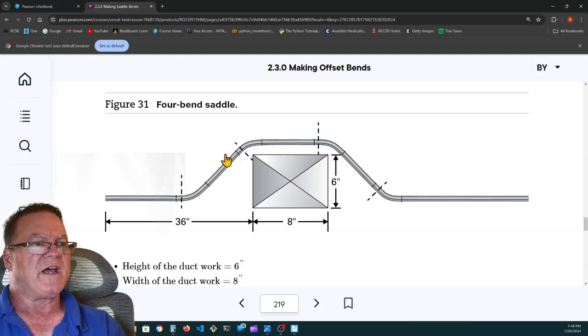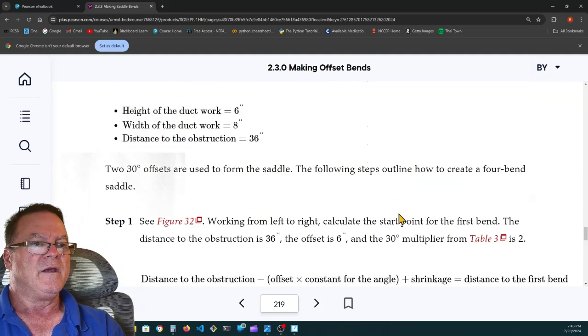But you want to do one side first. Do one side and get a perfect offset. When you're satisfied with it, don't ever touch it again. Then go on to the second one, make the second one. Two 30-degree offsets are used to form the saddle. The following steps outline how to create a 4-bend saddle.